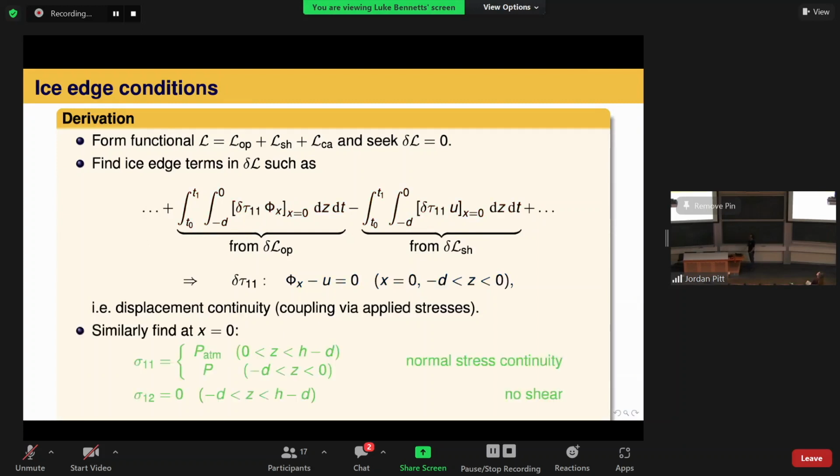And then similarly, we find some edge conditions that apply to the stress in the shelf, sigma, and couple to the pressure coming from the water. So the coupling comes from the normal stress, and then because we have a potential flow, we have no stress applied to the ice edge. So note that we no longer have a free edge.